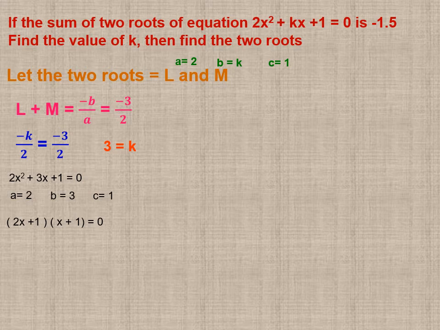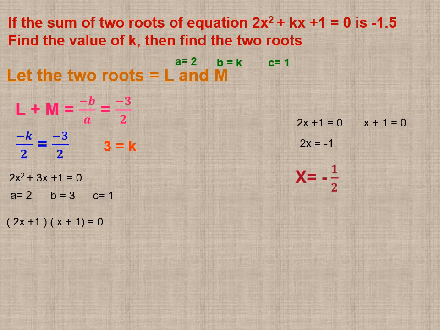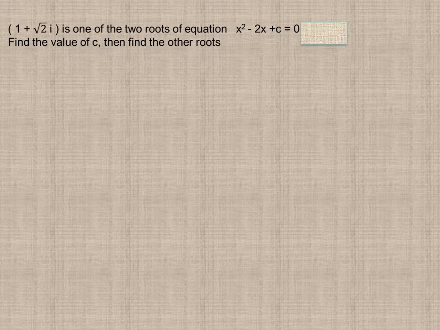That means the first bracket equals 0, or the second one. 2x plus 1 equals 0, or x plus 1 equals 0. That means 2x equals negative 1. Finally, I can find the value of x. x equals negative 1 over 2, and x plus 1 equals 0 means x equals negative 1.